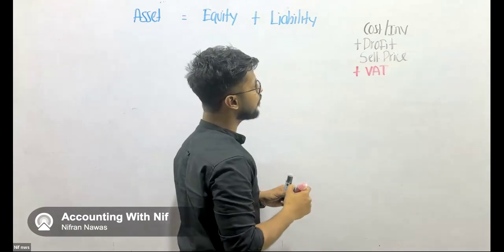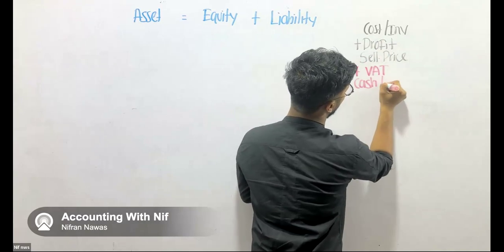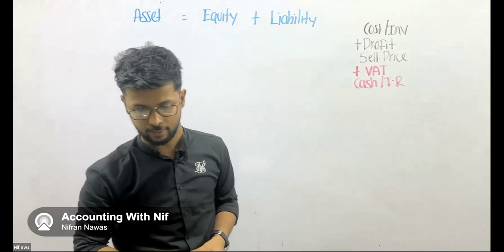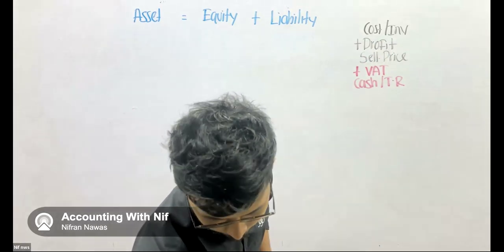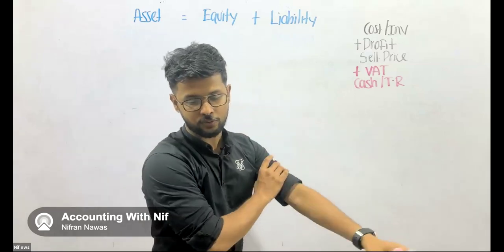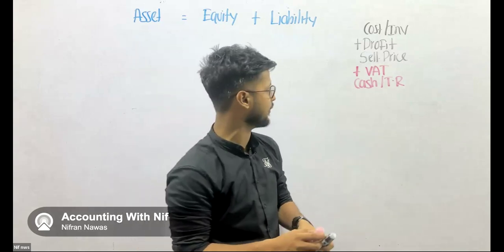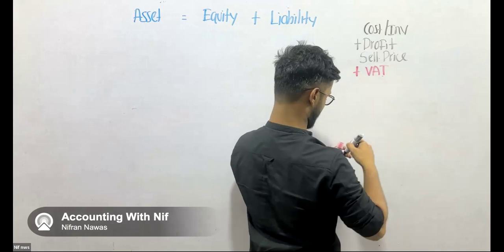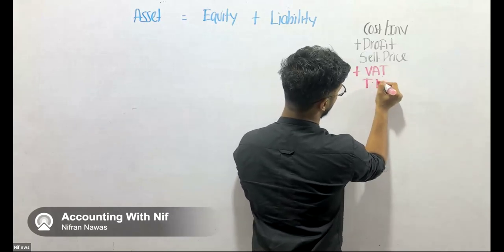Okay? Once we add VAT, we will either get cash or we will get trade receivable. So this is the pro forma. You guys know this, okay? Right. So now, they are giving us 460,000. Sold goods for 460,000 on credit. So it's basically not cash, it is trade receivable.